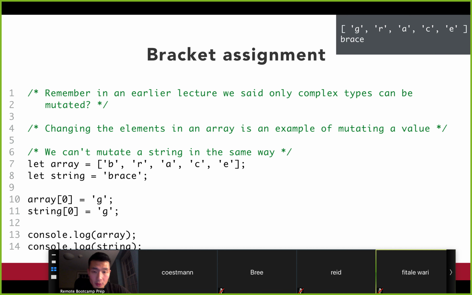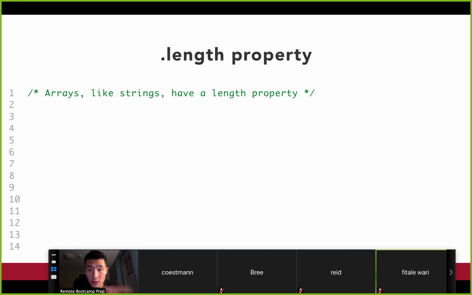Cool. So all arrays have something built in, because all arrays are made from the array class. So they all have a property that's built into it. It's called the .length property. And it works the way that you imagine it would. And if you've seen it with strings, it works the same exact way.